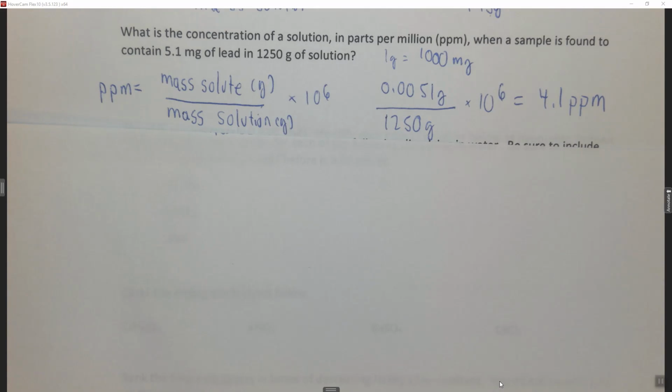Parts per million, parts per billion, parts per trillion. These are all good units for very, very dilute solutions. For example, lead concentration in water, which hopefully is a very dilute concentration.